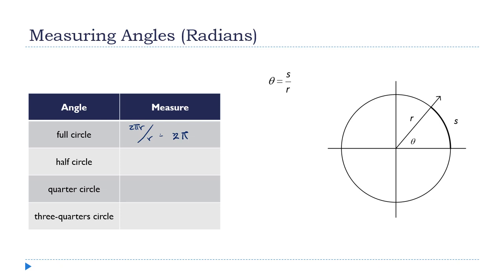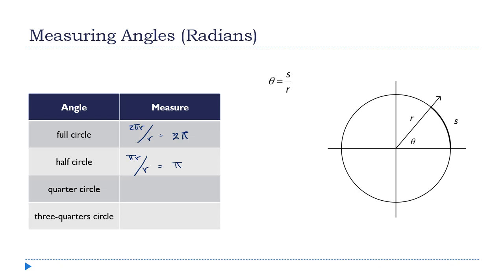Now, a half circle has an arc length of half the circumference. That's pi r. And if we divide that by r, we get a radian measure of pi radians, which makes sense. Right?